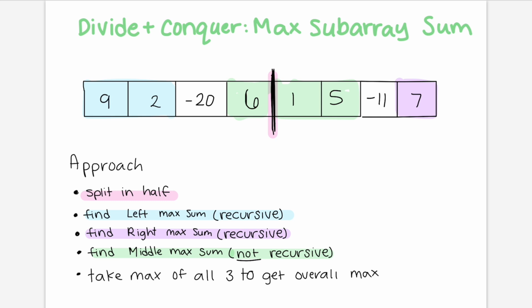And then what I'm going to do is take all three values, so those are colored blue, green, and purple, and take the max, and that will tell you the maximum. And so in this case, the max is our middle spanning sum. So that was just the overall approach, but let's get into some pseudocode explaining how it works.